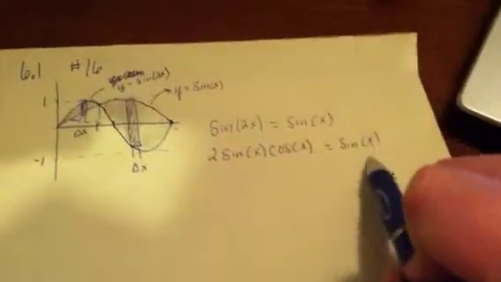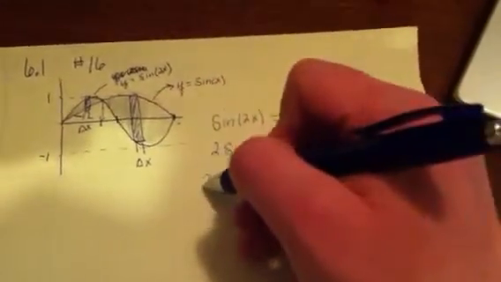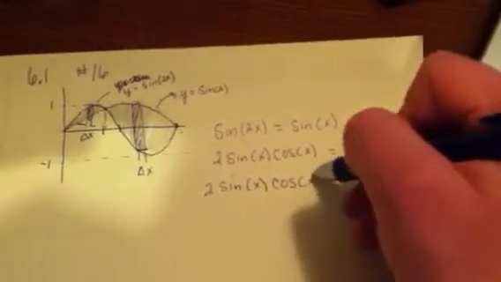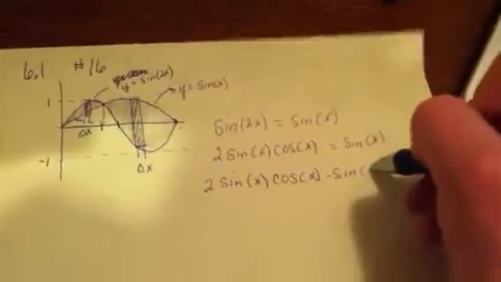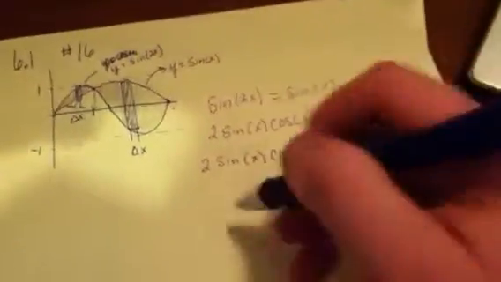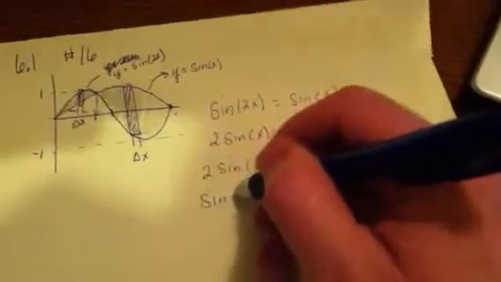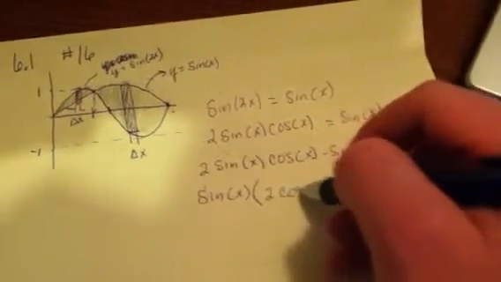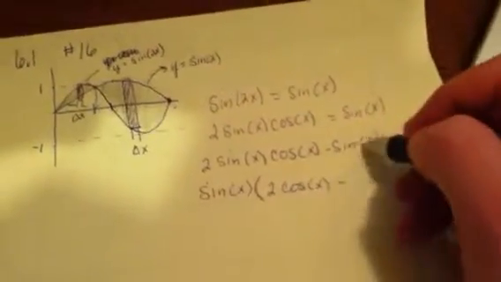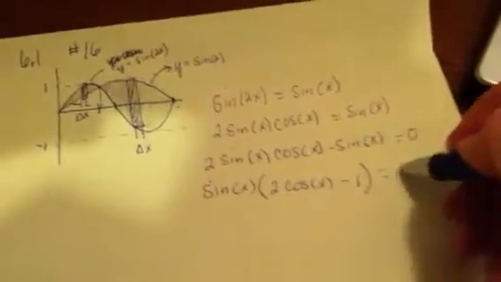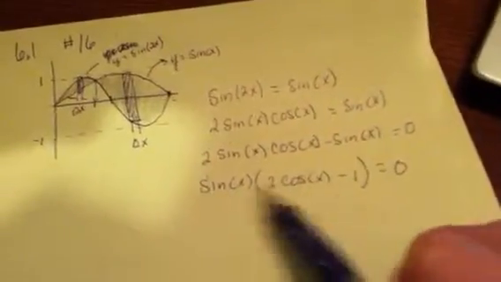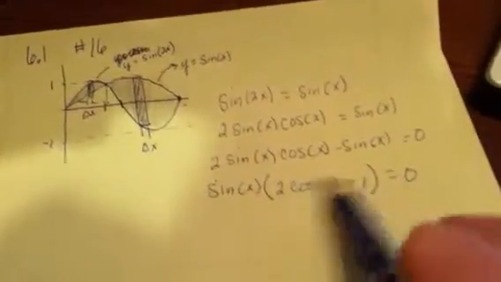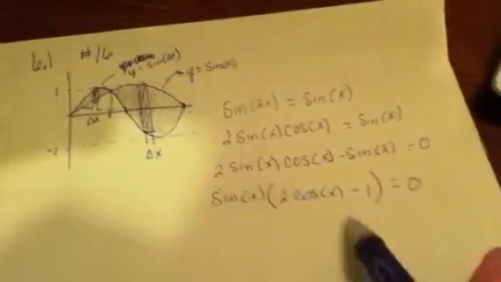And to solve something like this, we set it equal to 0. 2 sine of x times the cosine of x minus the sine of x equals 0. We factor out a sine, so we have the sine of x, and what's left is 2 cosine of x minus 1, and all this is equal to 0. And we do this because now we have a product, so either this term is 0, so 0 times anything is 0, or this term is 0, 0 times whatever is equal to 0.